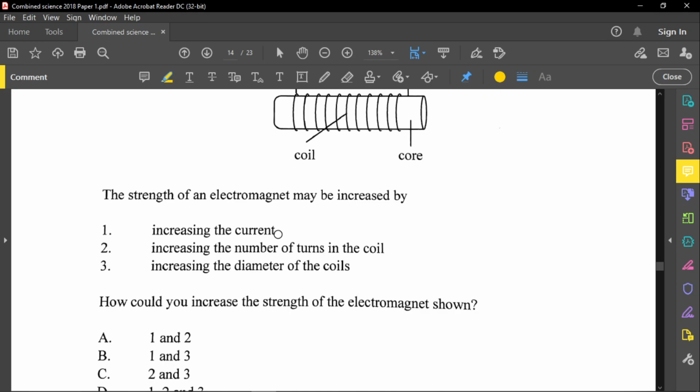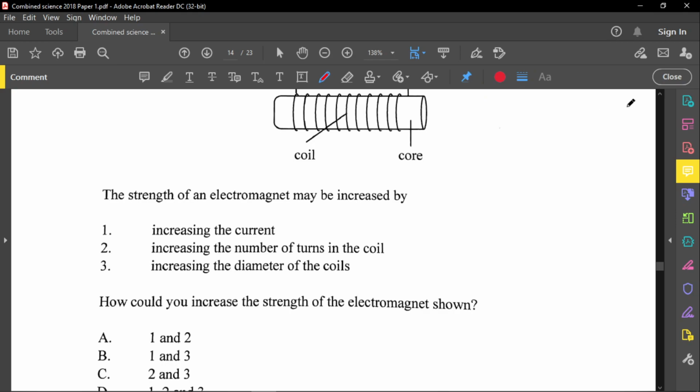And so first and foremost, let's point this out real quick, right? More current will create a greater field. Increase the number of turns is also important because that will generate a stronger field as well. Increasing the diameter of the coil is important because when you increase the diameter of the coil, what you're doing is allowing more current to flow. Okay, you're allowing more current to flow in this sense.